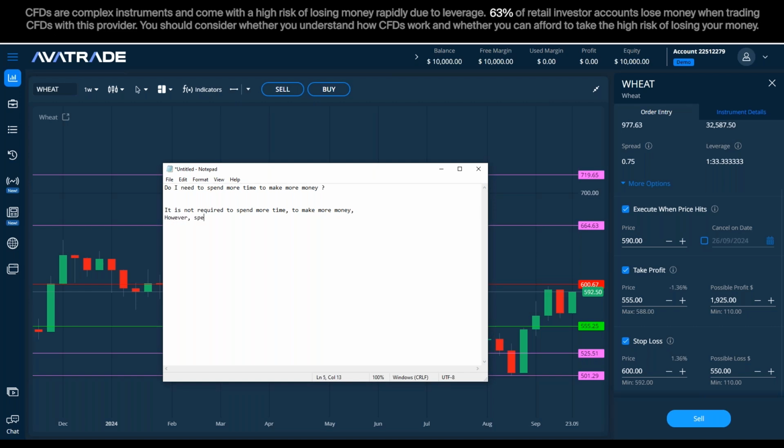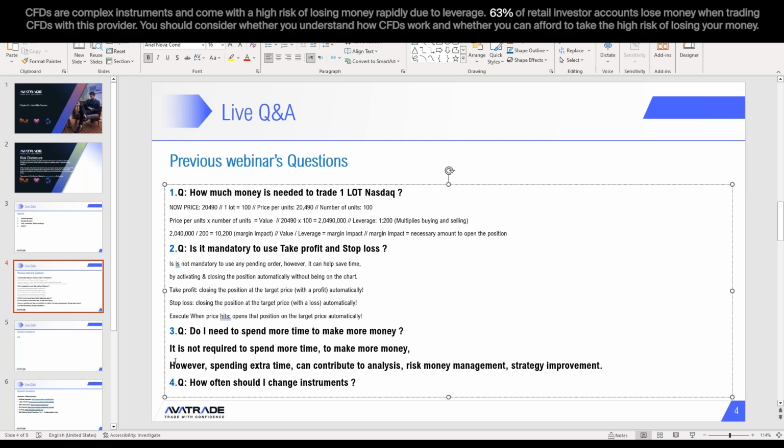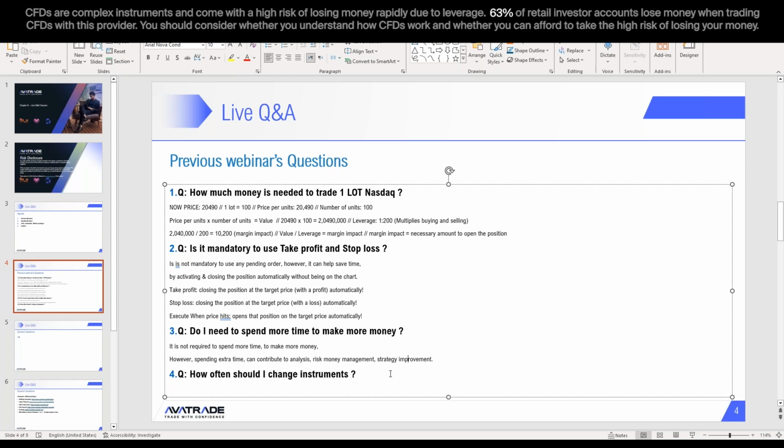However, spending extra time can contribute to analysis, risk and money management, and strategy improvement. Again, it's not all about the money. We're using our time as traders to do different things as well, because making money is not always the problem, right, guys? We understand we have to protect ourselves.